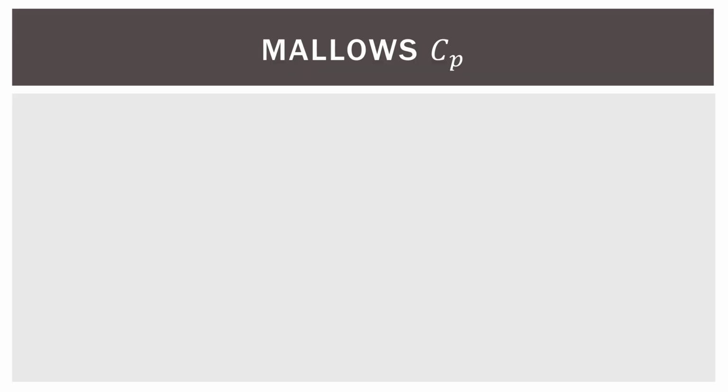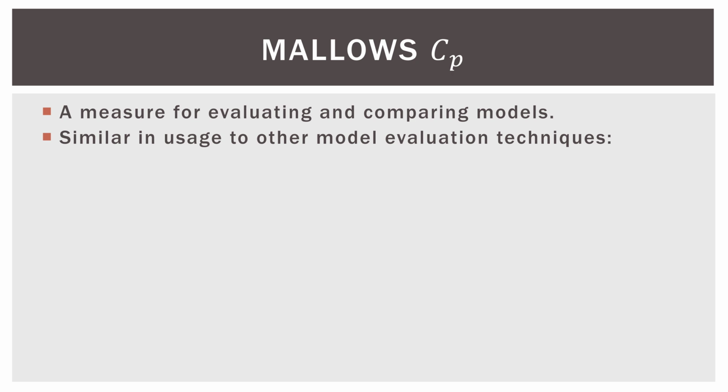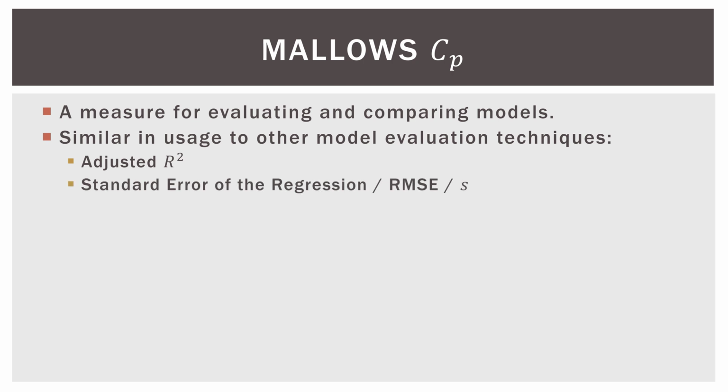So what is Mallows Cp? I will say that you will see it as C sub p or Cp, depending on the software you're using. I'm just going to say Mallows Cp for the sake of brevity in this video. It is a measure for evaluating and comparing regression models. It's similar in usage to other model evaluation techniques, such as the adjusted R-square and the standard error of the regression, which is the same thing as the root mean square error, which is the same thing as just S. You will see it denoted with all of those, and sometimes something even different in computer software, but those are the same thing. You'll also see the AIC and AICc, which is the Akaike information criterion, and the BIC, which is the Bayes information criterion, and so on and so forth. These are all techniques that we can use to evaluate and compare regression models.